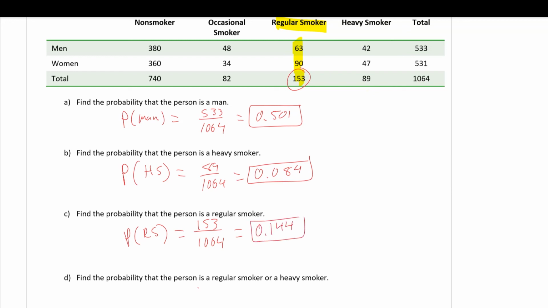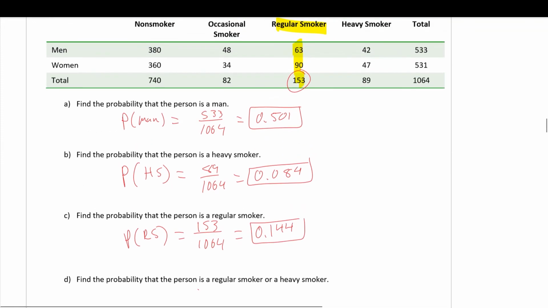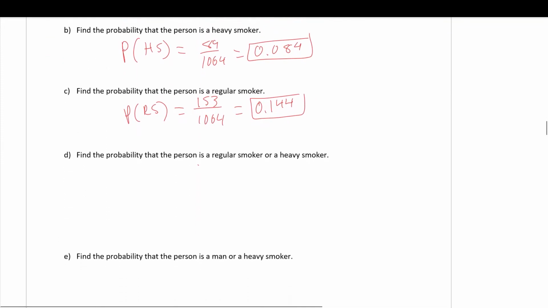All right, and the more interesting ones are the following two. It's asking, what's the probability that the person is a regular smoker or a heavy smoker? Anytime we're dealing with one of these OR probabilities, we have to ask ourselves a question. And that question is, are these two events disjoint? Again, disjoint means that they have no common intersection. Okay, so now they don't have any outcomes in common.